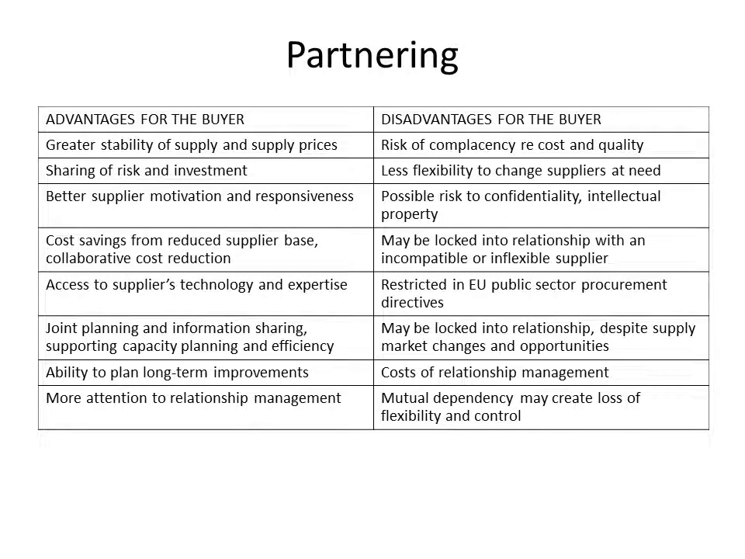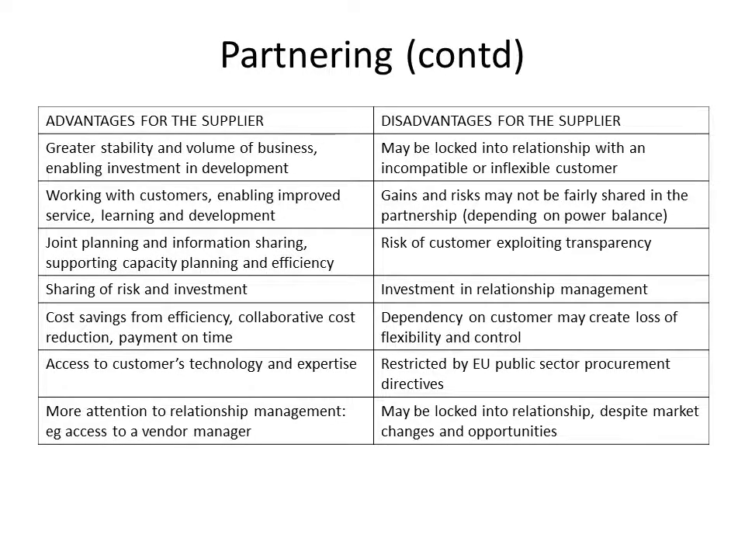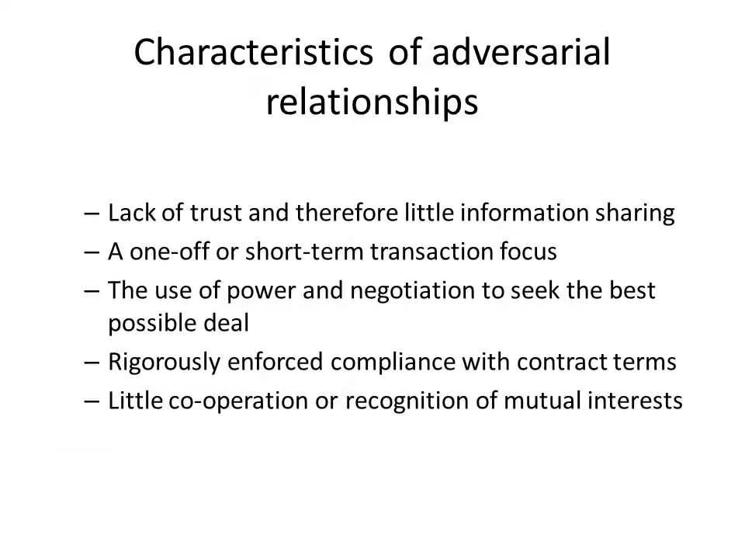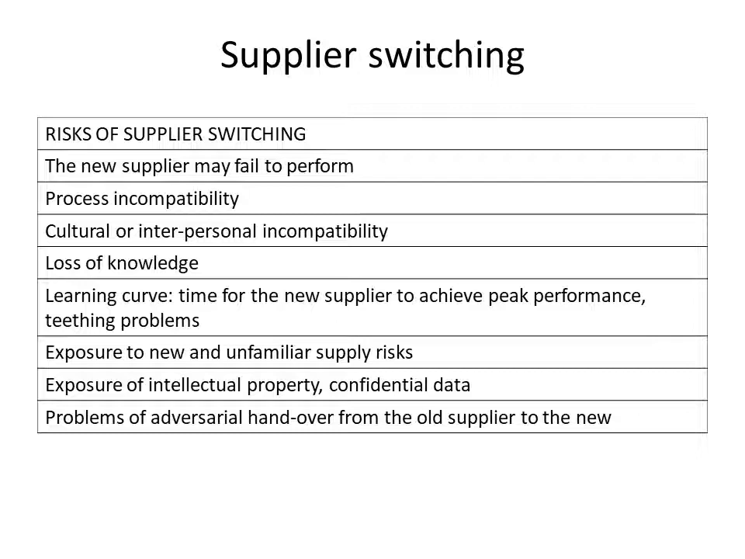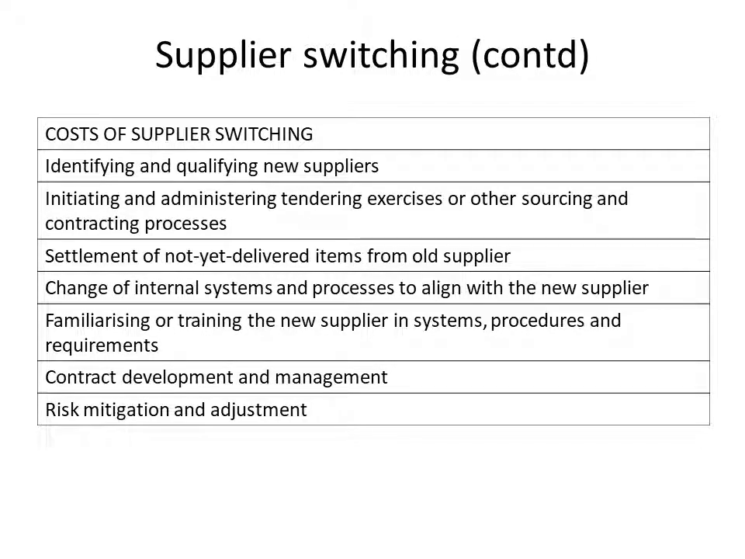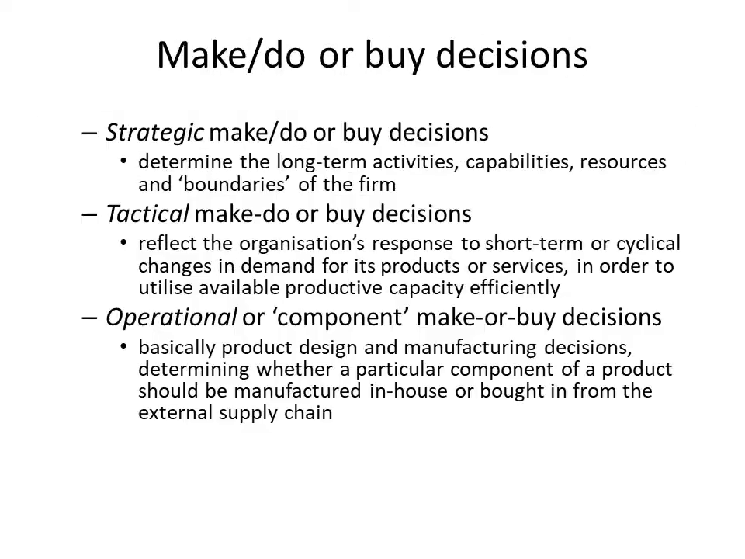Partnering, advantages, disadvantages, which again you've done before, and they are just to learn, I'm afraid. Adversarial relationships, competitive model, that slide is probably worth looking at, and that's in my notes, where there's lack of trust, short contracts, waste, so it's ineffective. Switching costs, obviously there are problems with switching suppliers. Costs of switching, familiarity, learning curves, risk.